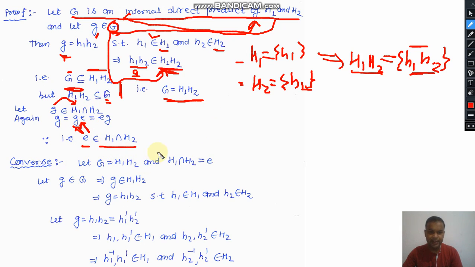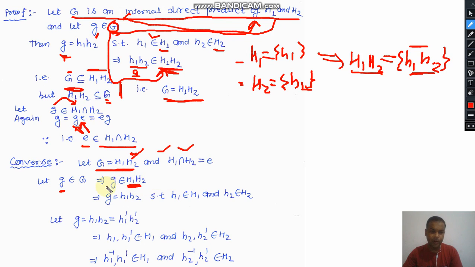Conversely, we will assume these two conditions, and we wish to show that G can be written as the internal direct product of H1 and H2. Let us suppose G is equal to H1H2, and we take any element small g in G. Then this g will also belong to H1H2, the product of H1 and H2.